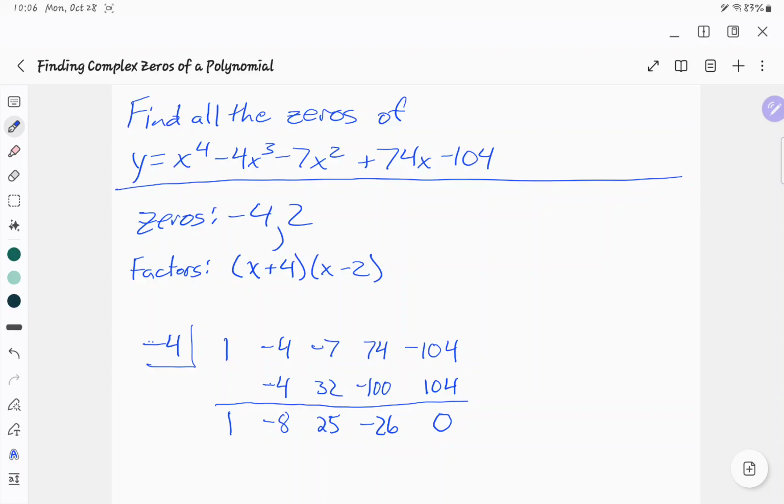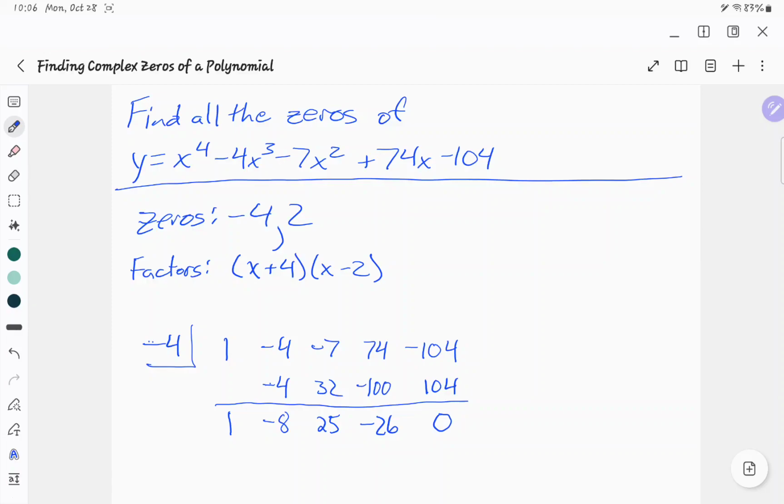If you know something's a 0 and you didn't get 0 at the end here for your remainder, you need to go back and check your work, because it should come out to 0 if this is actually a 0 of that polynomial. And this means what I have now is x plus 4 times x cubed minus 8x squared plus 25x minus 26. So that would be the other factor I would write here if I were trying to factor this out.